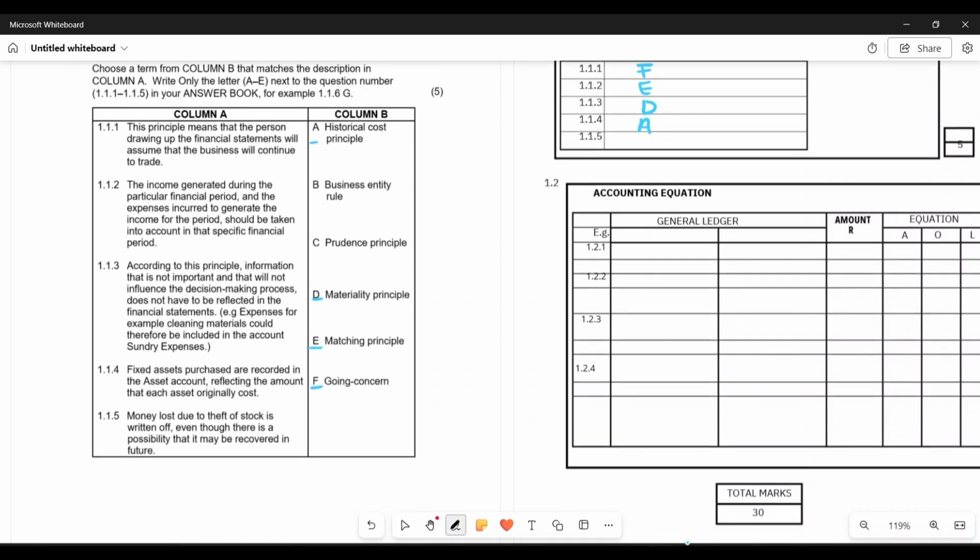Now, the last one says, money lost due to theft of stock is written off, even though there is a possibility that it may be recovered in the future. Right now, this is the prudence principle. So when there is something that is lost, even though there is a possibility that you may find it, you need to recognize that loss in your books. You need to show that there was something which was lost. So for the last one, this is going to be C.